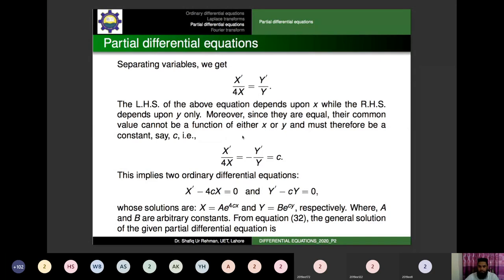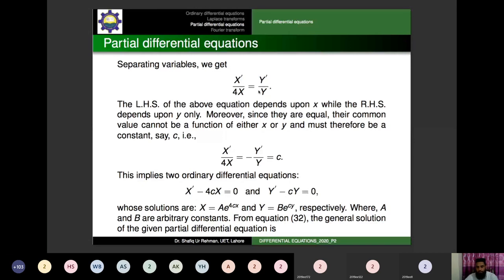So take this expression equal to C once, and from here you will have this equation. Take that one equal to C, and from there you will have this equation. So in this way we have two first order ordinary differential equations. If you look into the solution of this one, it is pretty simple. You will have capital X as a function of small x, and from here capital Y as a function of small y. Respectively, they are solutions to this equation and that equation. A and B are arbitrary constants.